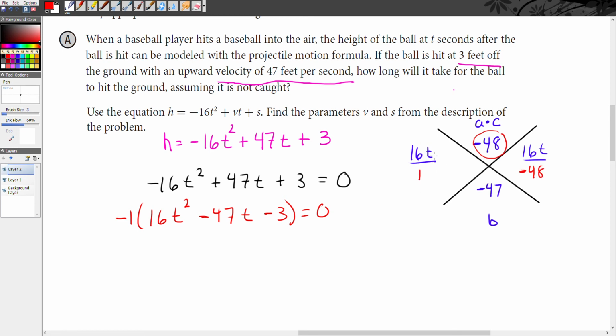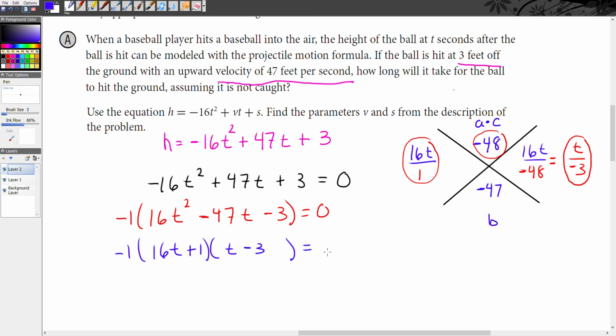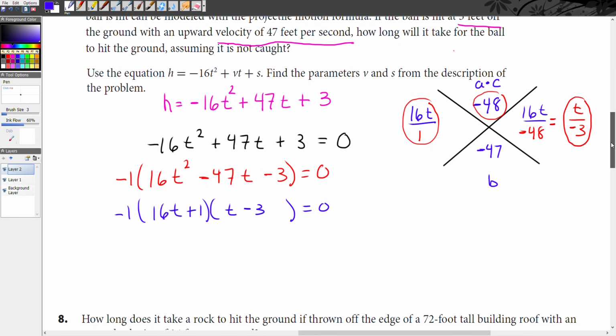All right, so we have 16t over 1. That's already in simplest form. And over here, 16t over negative 48. I can divide these by 16, and this gives me t over negative 3. So here are my two binomials. So I have now here negative 1. Let me change colors. Negative 1 times, my first binomial is 16t plus 1, times t minus 3. And that equals 0.